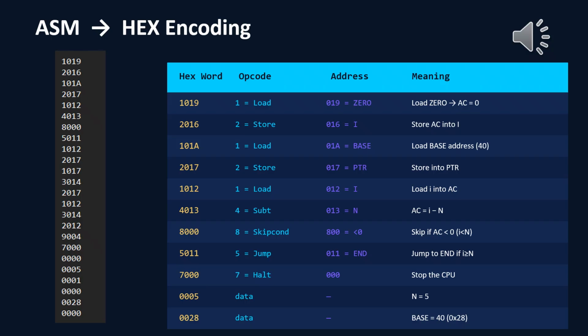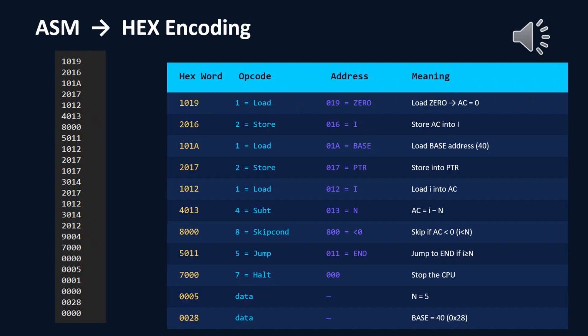Moving forward, we have also the 4013, which is for subtraction, and the next after that is the 8, which is for skip count. Also notice that we can do 8000, and also we can do 8800 for the other inequality, and also we can do 8400. We have bigger than, smaller than, and also equals, skip if. So this function is skip if, and we have 3 operations in this function.